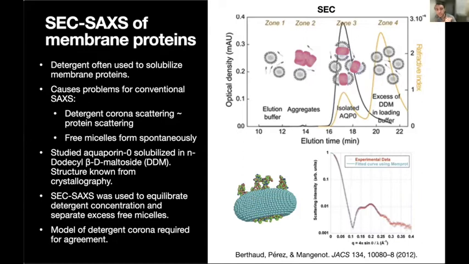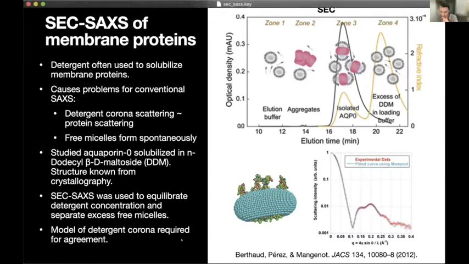SEC-SAXS was used to equilibrate the detergent concentration and to separate the protein in micelle from the free micelle, and also to produce an accurate buffer match for subtraction. So this would have been impossible to do using conventional data analysis or sample preparation. Getting that buffer match would have been really difficult.